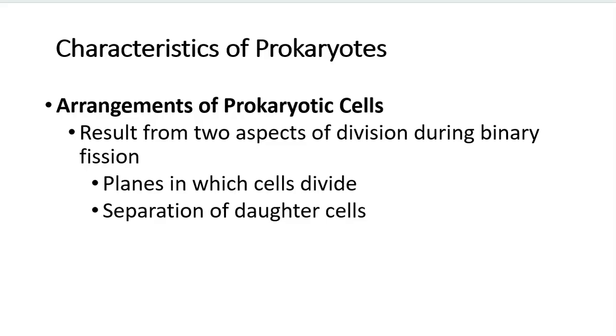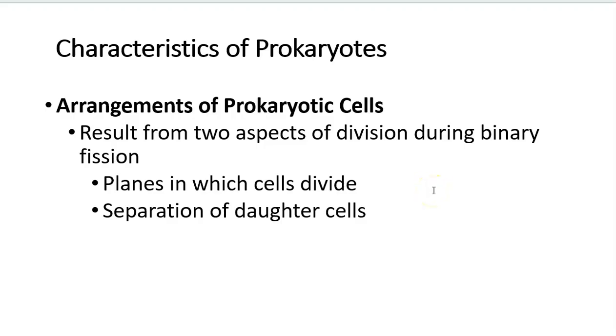Okay. Now, arrangement of prokaryotic cells. This is important too. This is when you do binary fission, prokaryotes divide in different planes. And with this, some of them separate individually and some of them form chains. This becomes very important because, again, just like the gram stain, there are certain ways that certain species always divide. And we'll talk about this in a second.